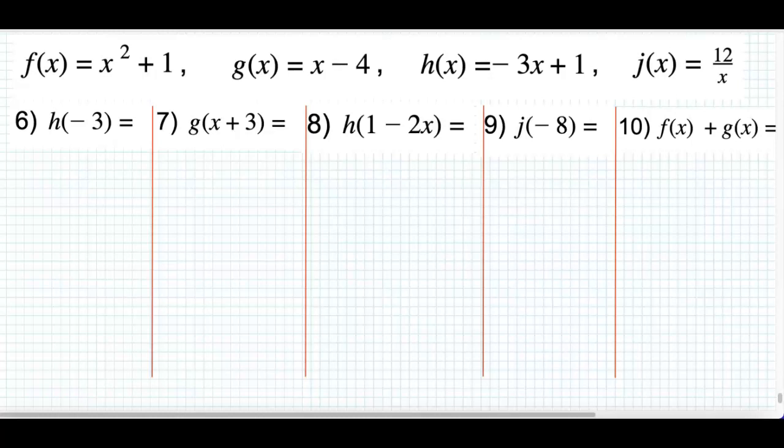All right, number 6 to 10, we're going to look at that. So we've got a bunch of functions here. F of x is equal to x squared plus 1. G of x is equal to x minus 4. H of x is equal to negative 3x plus 1. J of x is equal to 12 over x.